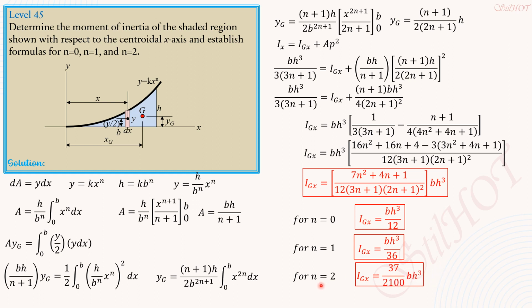So that's it. You may not be familiar with this, you may not memorize this, but you should be able to derive this. And we have checked that for n equals 0, rectangle, that's correct. For n equals 1, triangle, that's the moment of inertia with respect to the centroidal x-axis parallel to the base of a triangle. And for n equals 2, 37 bh cube over 2100.